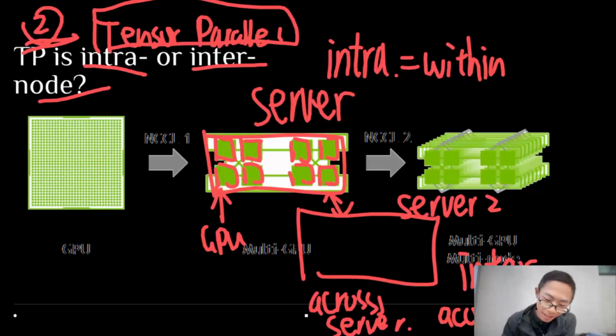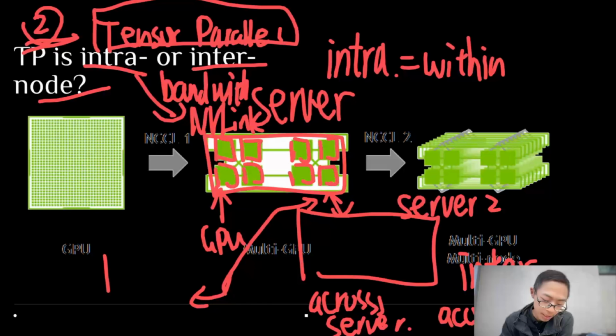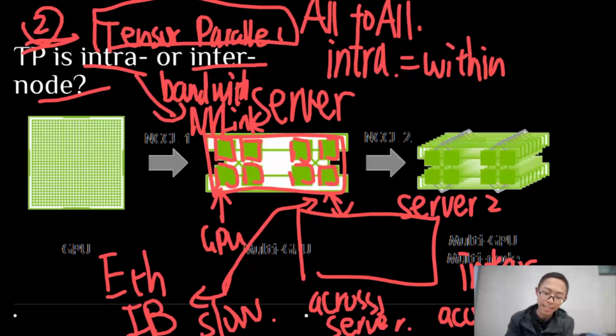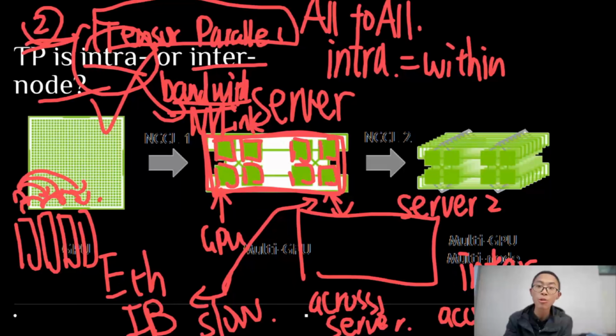Let's give a hint. For intranode, the bandwidth is high. So the connection is usually NVLink by NVIDIA, which is a super high speed communication protocol, whereas internode is usually Ethernet or InfiniBand, which is slower. So does tensor parallelism require a lot of communication? Yes, since it's an all-to-all communication, right? Each of the GPUs, after computing its shards, needs to send to all of its neighbors. Therefore, we need a big bandwidth, so the intranode deployment strategy is needed.